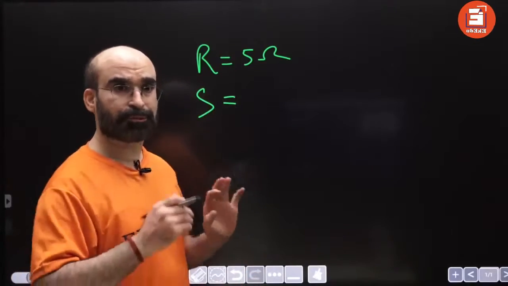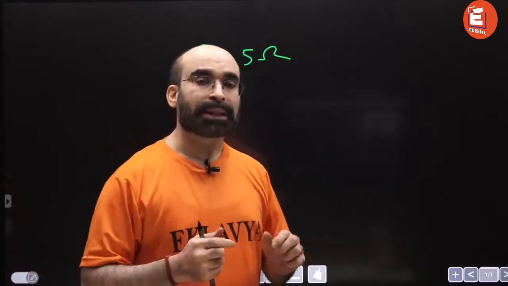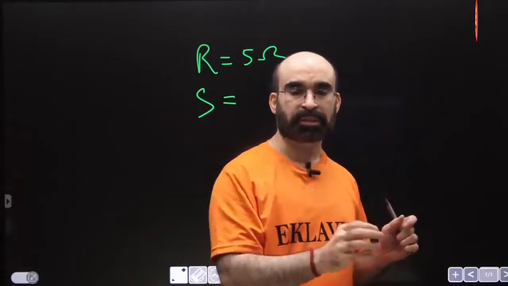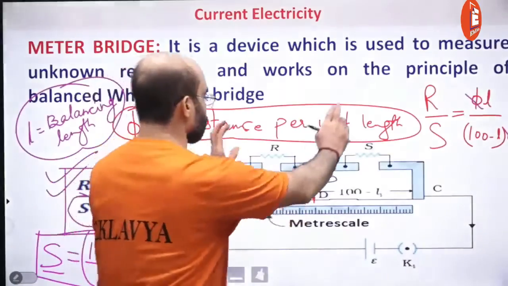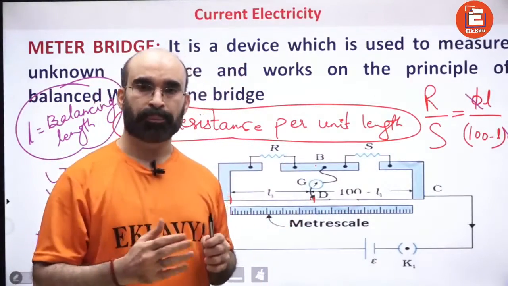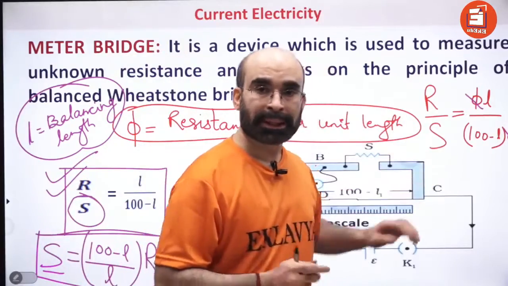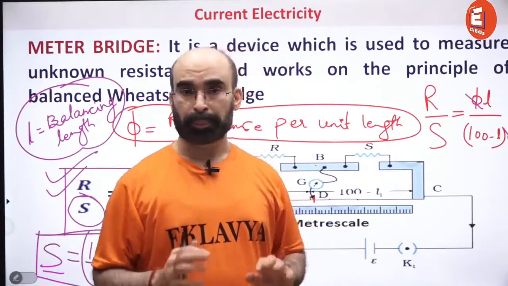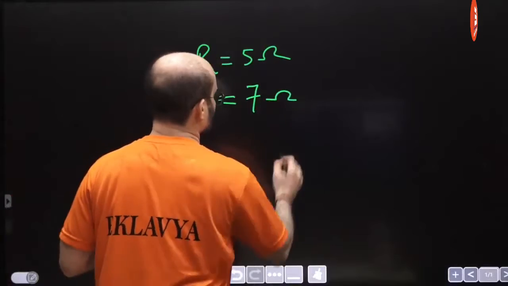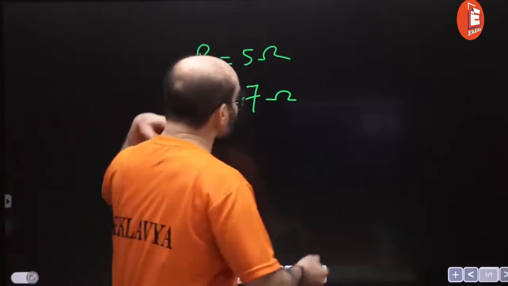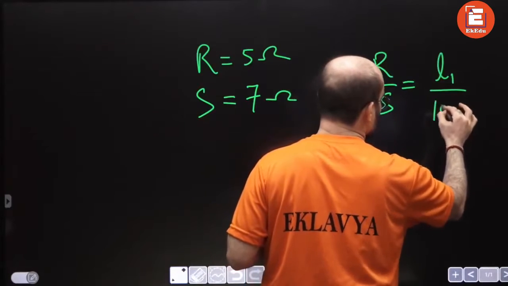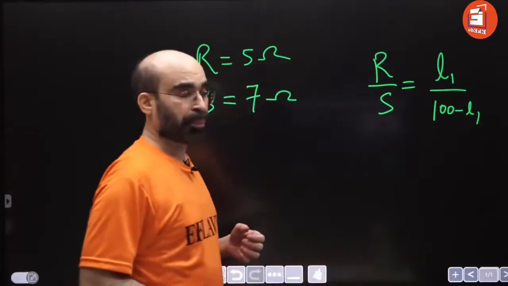So I'm taking it just for the sake of understanding how interchanging the resistors in the two gaps can affect this relation. That is very important. Suppose we have a value, say 7 ohm. If you put it as R by S, then you have balancing length L1, so the other is going to be 100 minus L1, right?